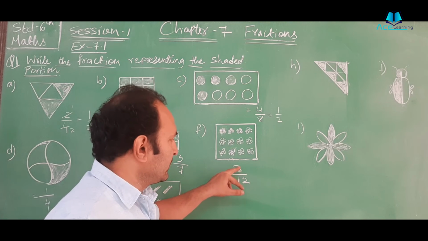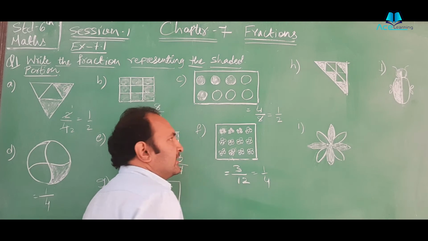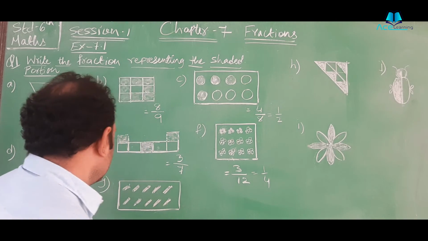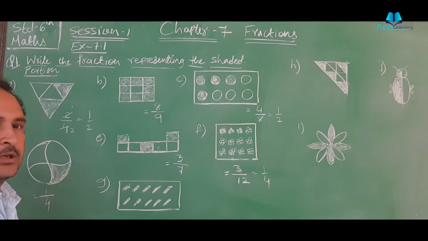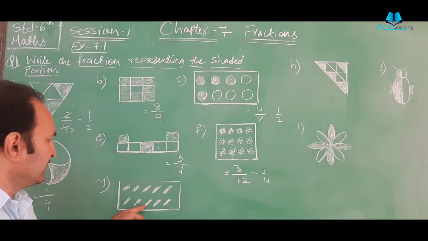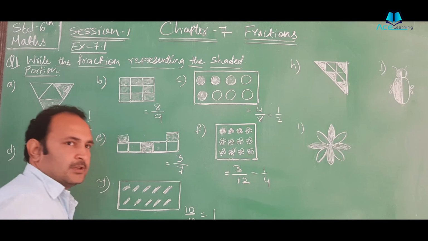कैसे cancellation होता है, बेटा? 3 1s are 3, 3 4s are 12. So 1 upon 4 भी लिख सकते हो. Next, यहाँ पे देखो सभी shaded किए हुए हैं. Okay, 1, 2, 3, 4, 5, 6, 7, 8, 9, 10. So 10 upon 10, it can also be written as 1.